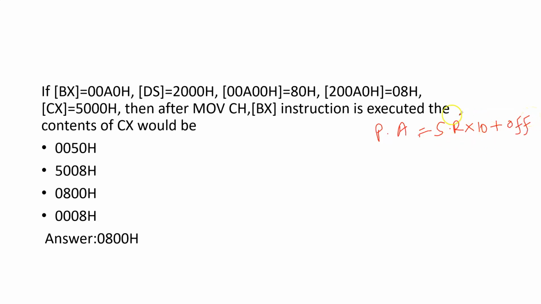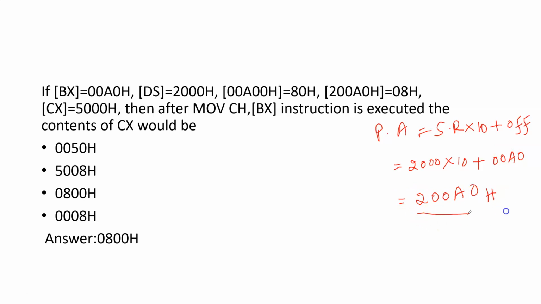What is the segment register here? Since we are going to transfer data, the segment register is the data segment, and its value is 2000. So 2000 times 10 plus the offset address, which is given by BX. What is the BX value? 00A0. When we add both values, it will be 200A0. So this is the physical address.